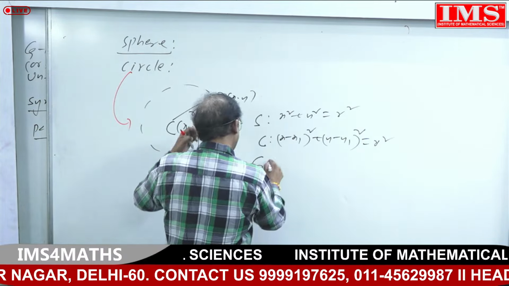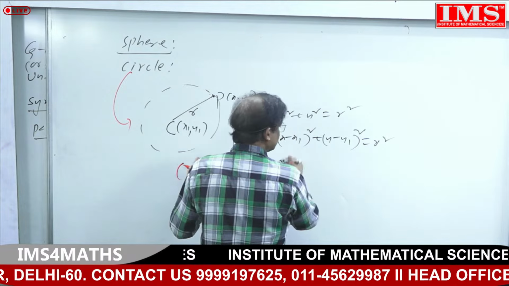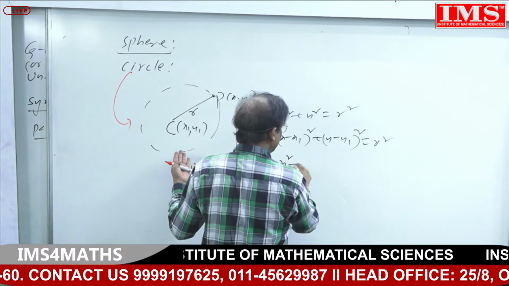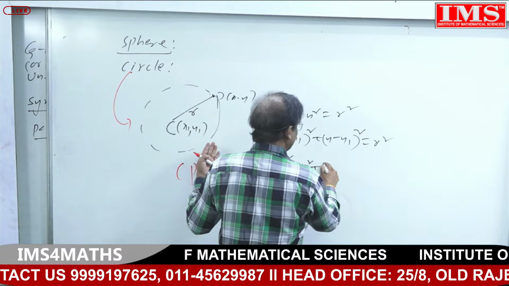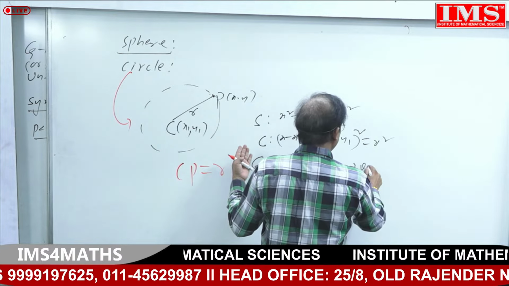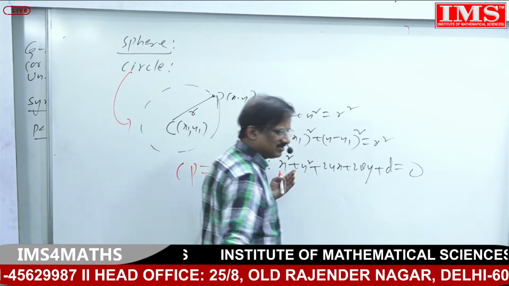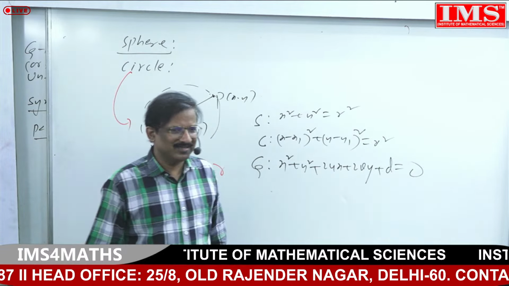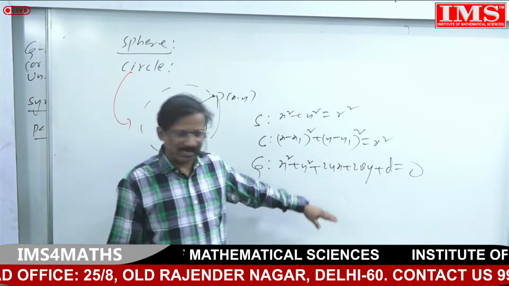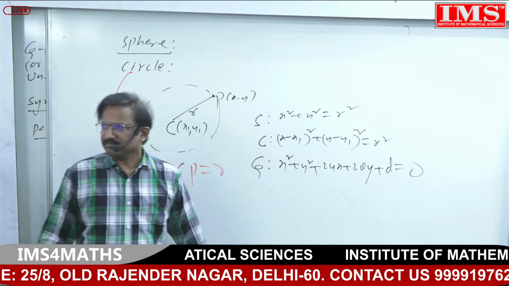What is the general form? You tell me here. Just open it, we will get the general form. x square plus y square plus 2ux plus 2vy plus d is equal to 0, isn't it? It is known as what? General form. I'll write it back into this form as well.